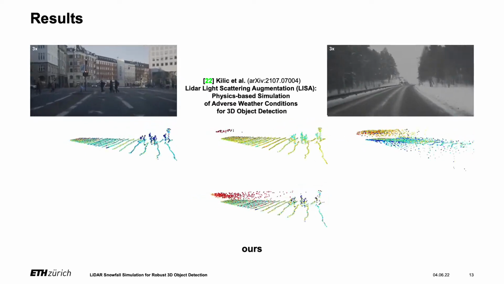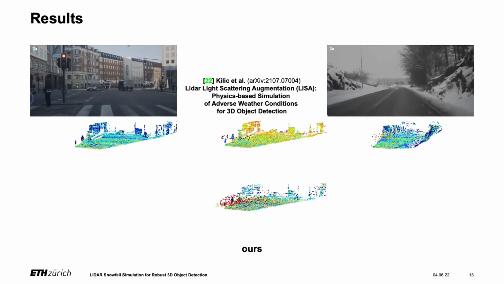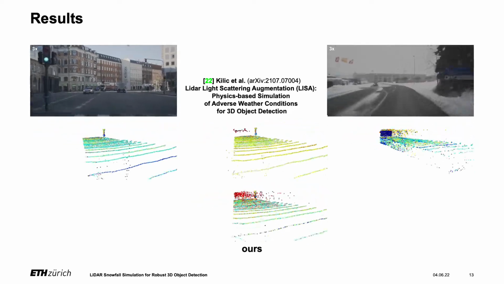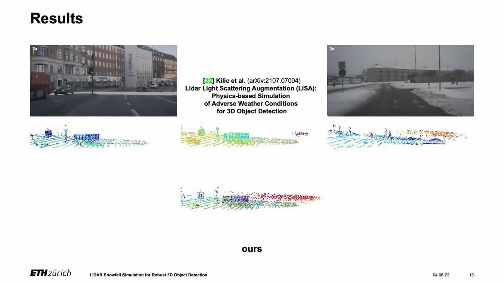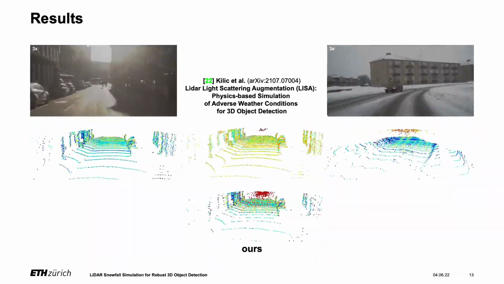On the bottom, we see the results of our snowfall simulation augmenting the clear weather scene on the left. On the top, we see the snowfall simulation of Lisa. We can see that our pipeline mimics a real LiDAR recording in snowfall on the right much better.